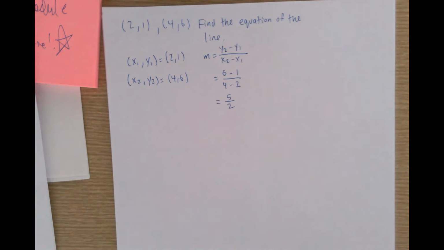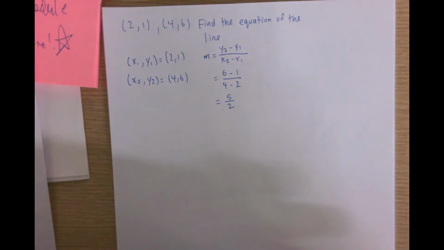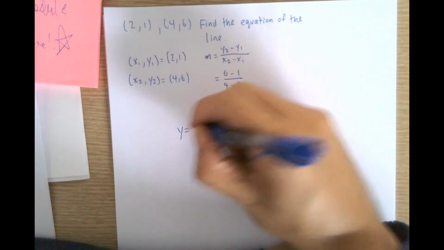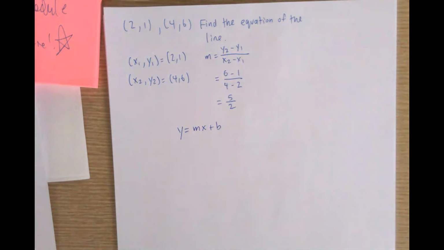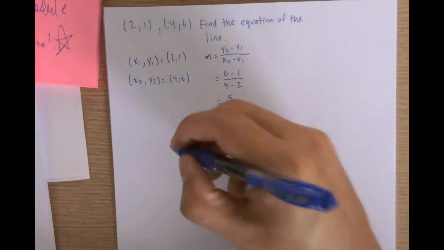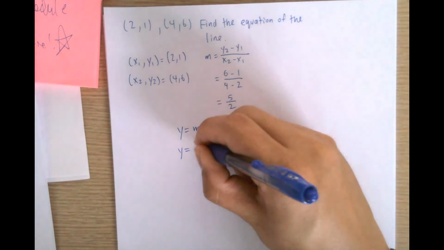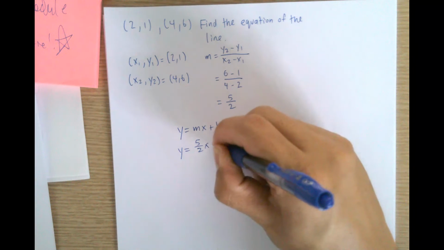Okay, so after you find the slope, the next thing you want to do is plug it into your equation. So our equation is y equals mx plus b. The reason we can plug in points here is because the points are part of the solution, or they exist on the line. So here it looks like we're stuck because we don't know what b, the y-intercept, is.